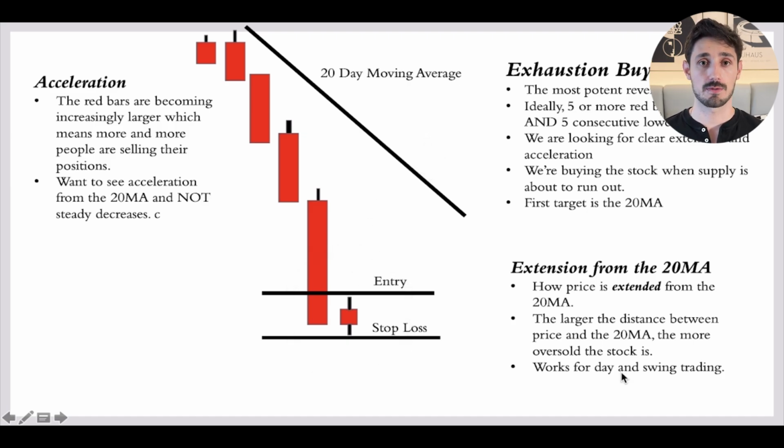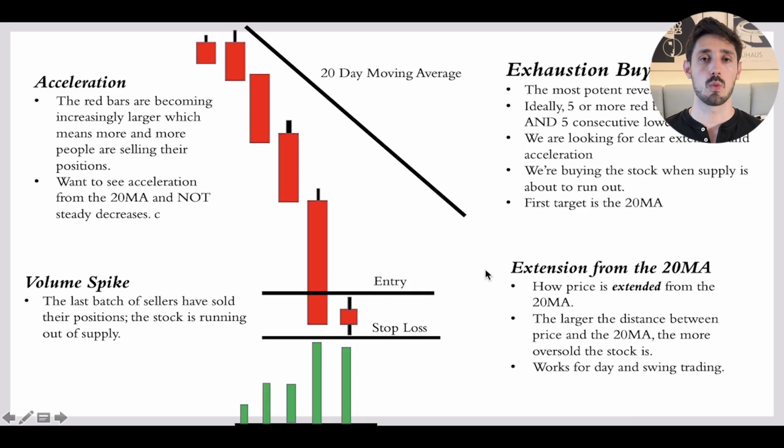When we're trading reversals, we want to see as much acceleration and extension as possible. Lastly, we want to see a volume spike. Whenever you have a spike in volume, that could suggest that prices have either bottomed or topped. So after a huge move lower where we got that acceleration, where the selling is becoming increasingly larger and larger, of course that's going to lead to extension.